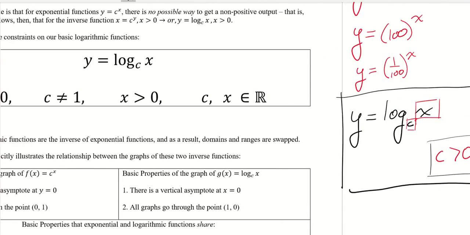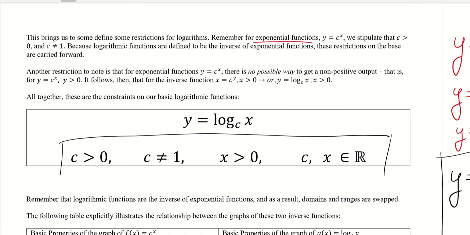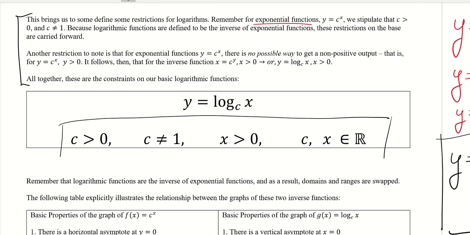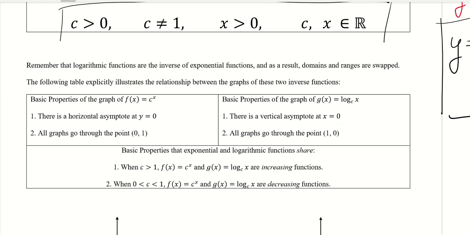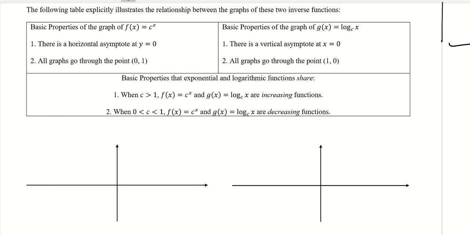Looks like kind of a mess. I could have done a better job here, but I have summarized these restrictions in this box. These are our restrictions for logarithms, and that's all explained here as well. Now remember that logarithmic functions are the inverse of exponential functions, and as a result domains and ranges are swapped, which is why we get x greater than 0 for allowable inputs. The following table explicitly illustrates the relationship between the graphs of these two inverse functions.